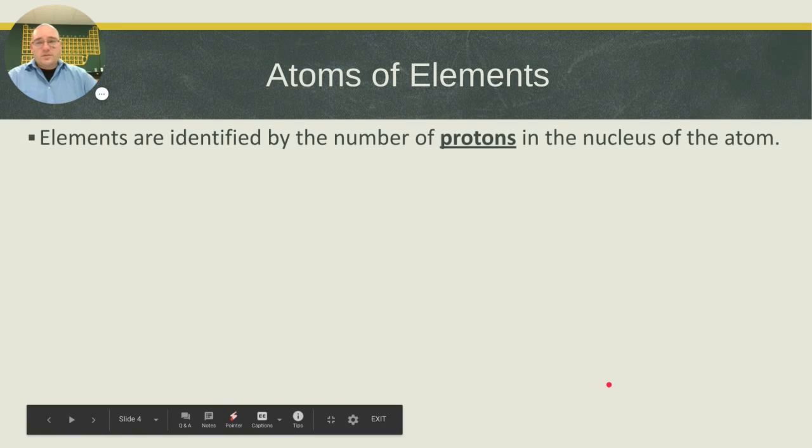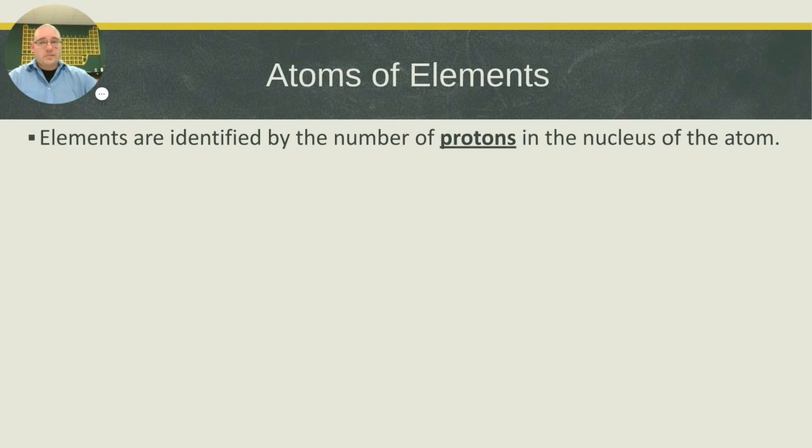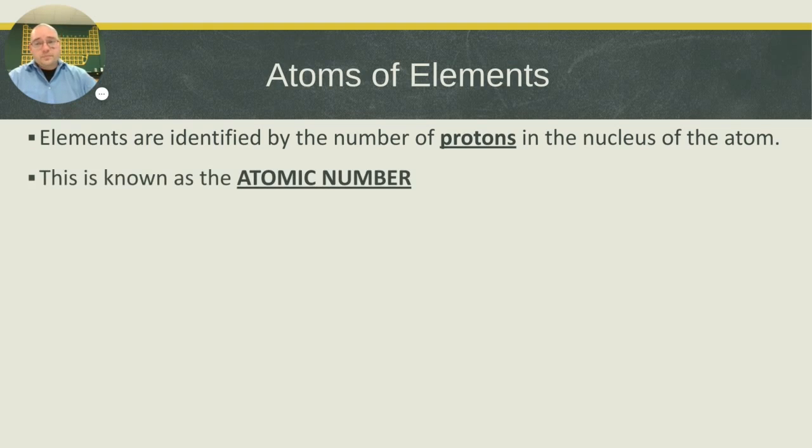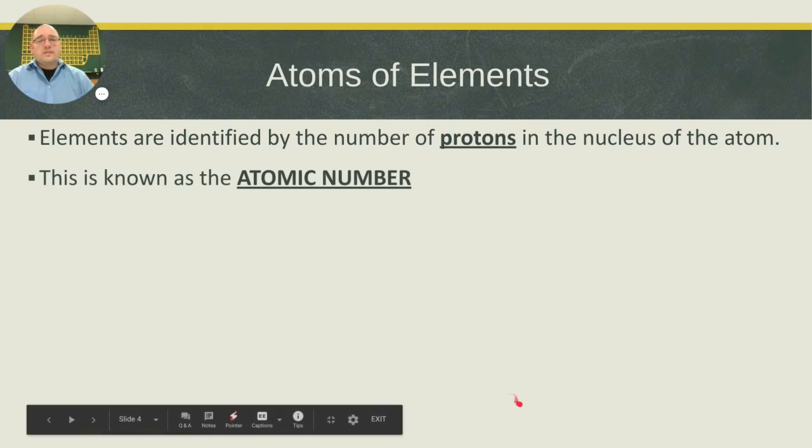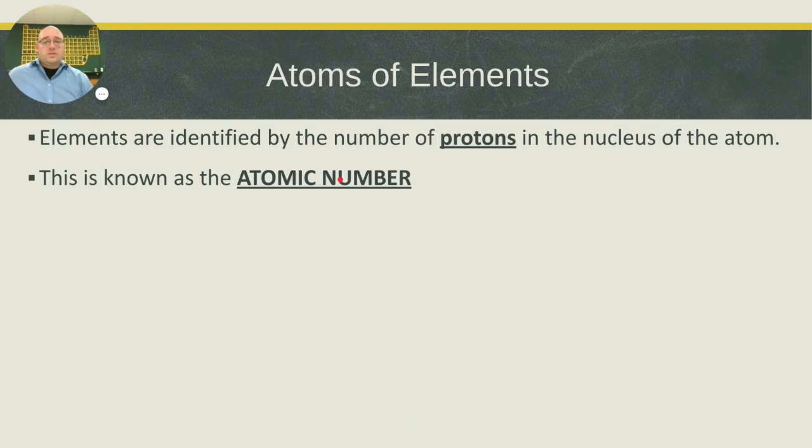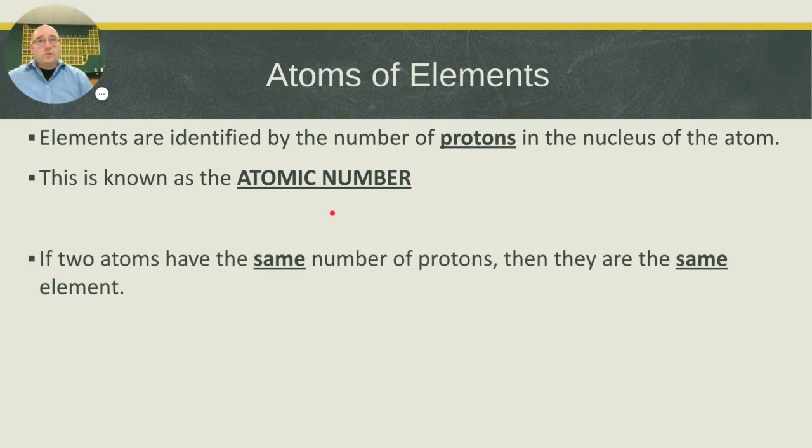Atoms of elements. Elements are identified by the number of protons in the nucleus of the atom. I told you earlier that that picture was an atom of lithium, and the way I knew that was because it had 3 protons. That is known as its atomic number. The atomic number is the number of protons. Number of protons equals atomic number. And if you look at the periodic table, the atomic number is what number the element is. So hydrogen is 1. Its atomic number is 1. It has 1 proton. Helium is 2. Its atomic number is 2. It has 2 protons. Lithium is 3.